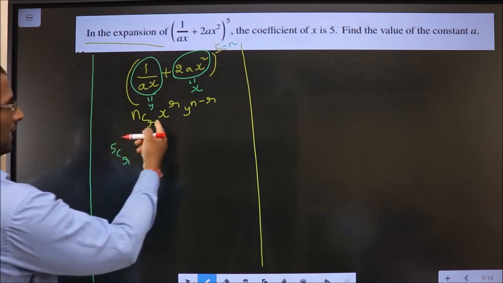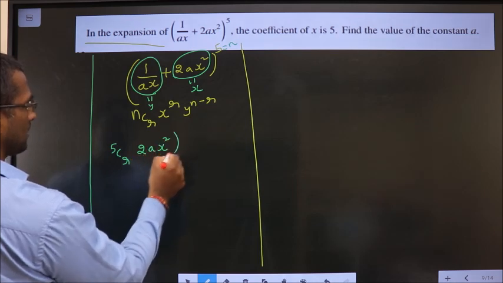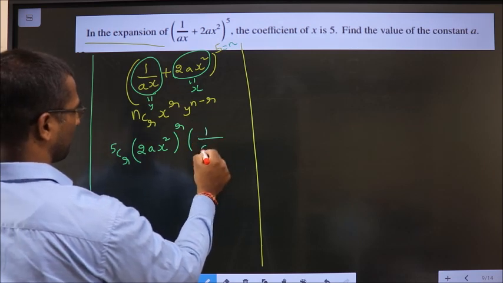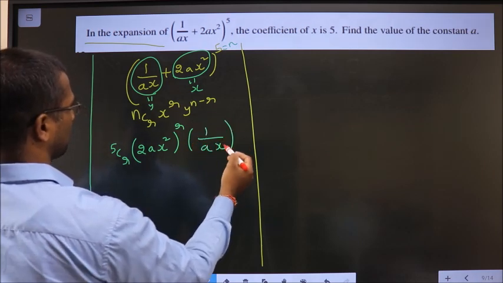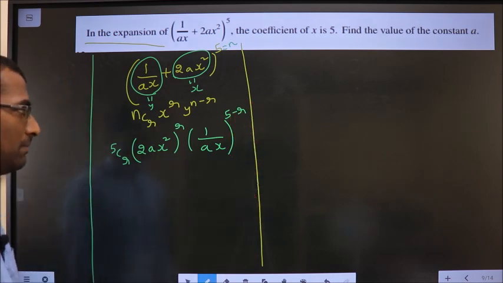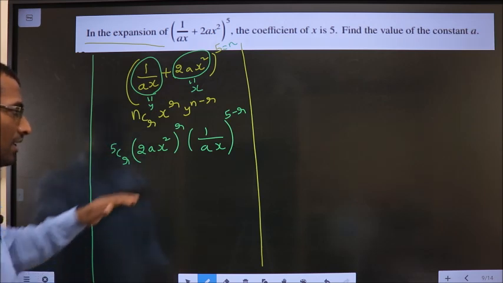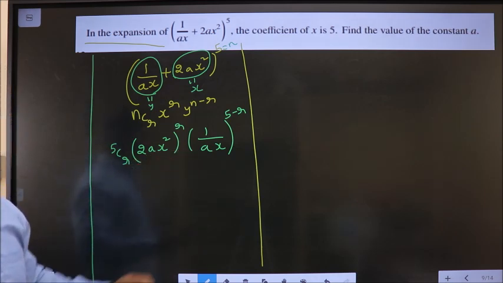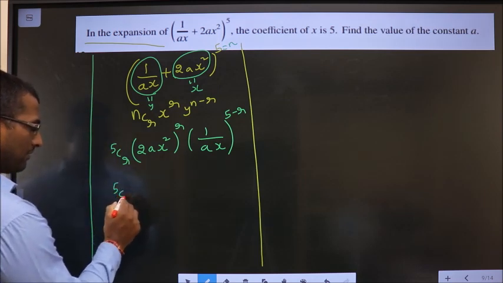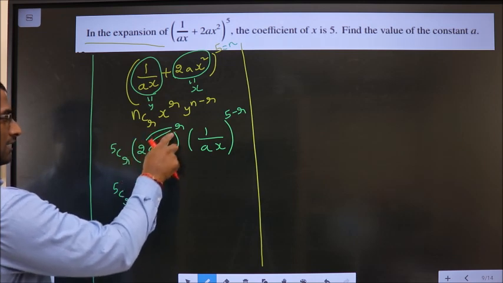5Cr. In place of x it is (2ax²)^r. In place of y it is (1/(ax))^(n−r), that is 5 minus r. Okay, next. Try to simplify this as much as you can. 5Cr cannot be simplified, so you write that. Now here r applies to each.